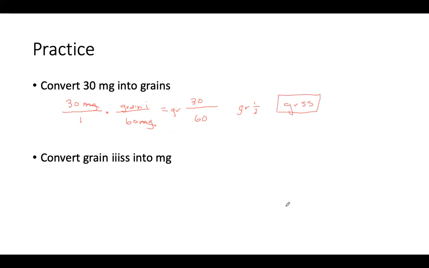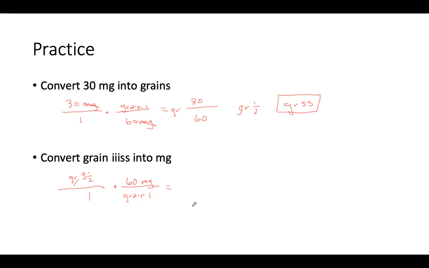Now we're going to convert. So this is 3.5 grains into milligrams. So we're going to say grain 3 1/2 over 1. And now we know that our conversion into milligrams is either grains on top and milligrams on bottom, or milligrams on top and grains on bottom. We're going to choose the one that's going to cancel out these grains here. So we're going to flip this conversion factor, so grain is on the bottom. So grain 1 is equal to 60 milligrams.